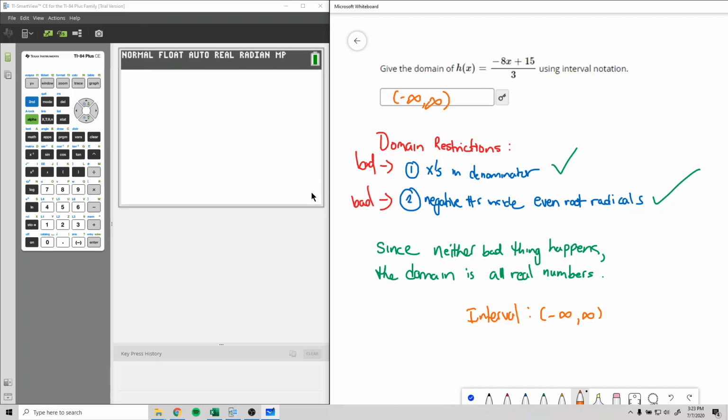But once again, if you don't break any of these rules, we can have absolute values, and we can have odd root radicals like the cube root. As long as we don't have any bad things going on, which is either of these two, we're good to go.